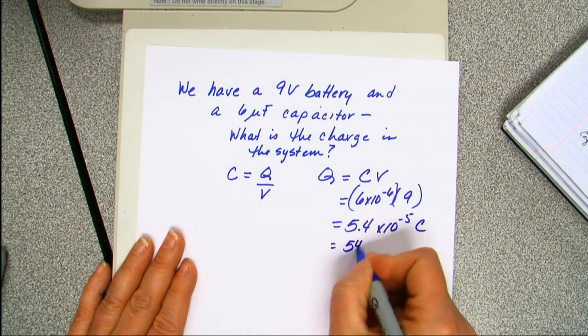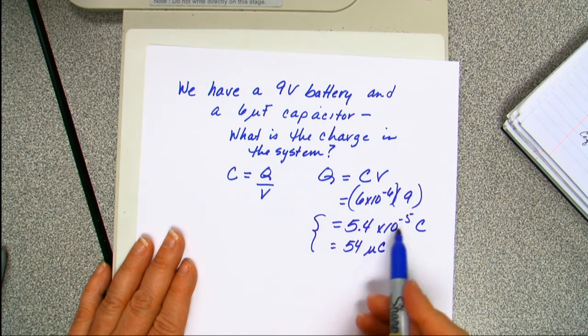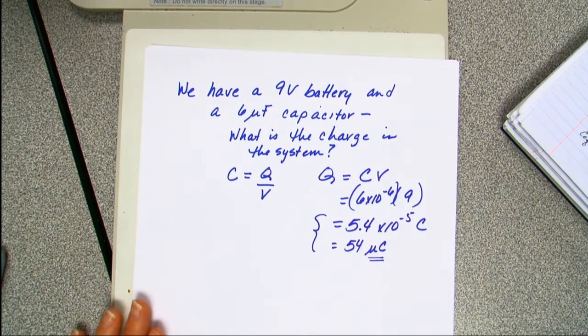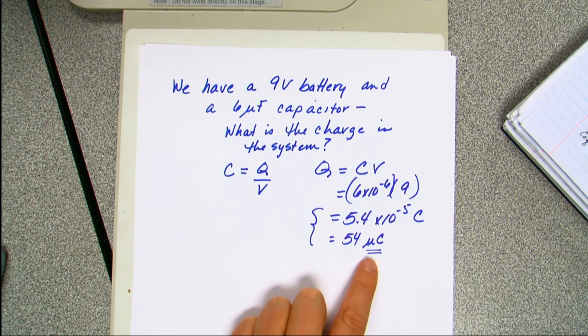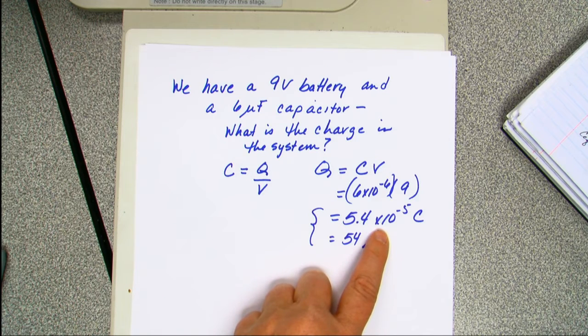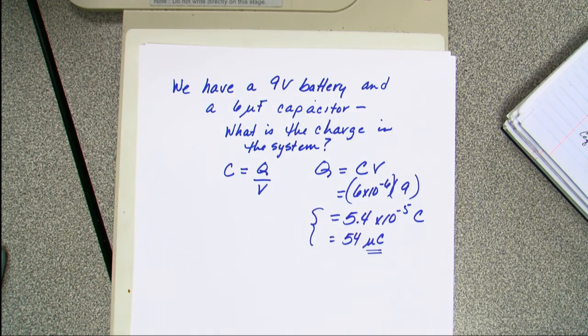Or 54 microcoulombs. Now, look and make sure what WebAssign is asking you to punch in, because it may be asking for microcoulombs, picocoulombs, or nanocoulombs, or nanofarads, so that you're not having to write in the times 10 to the minus 5. So watch what WebAssign is asking for.